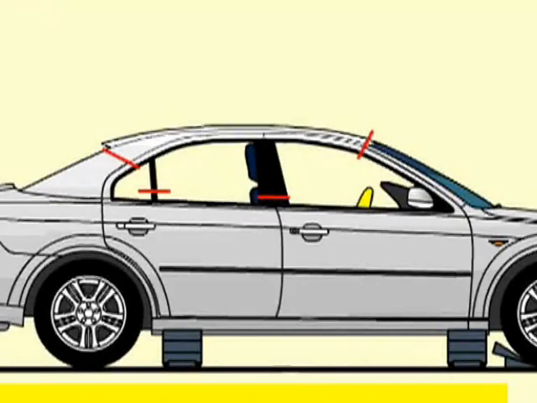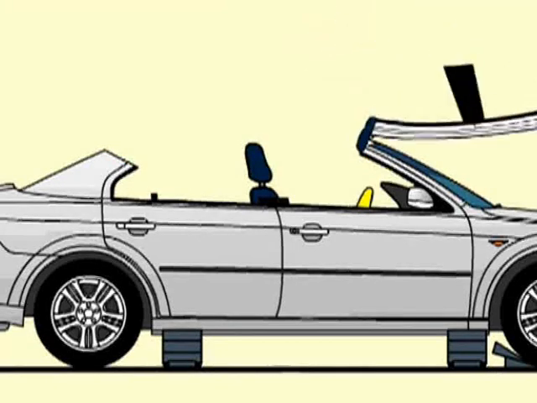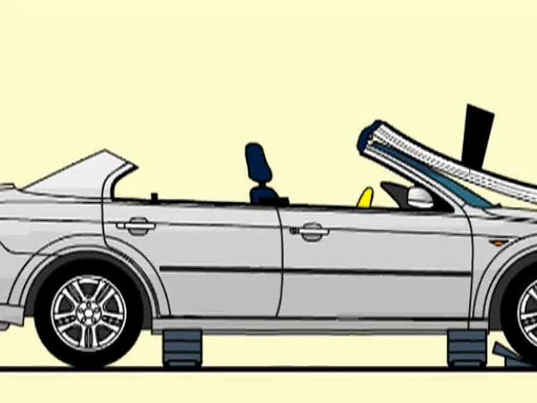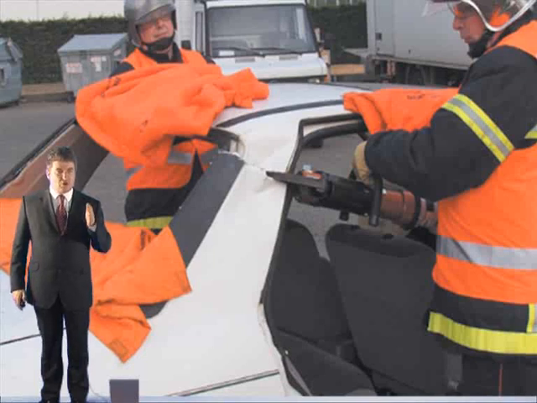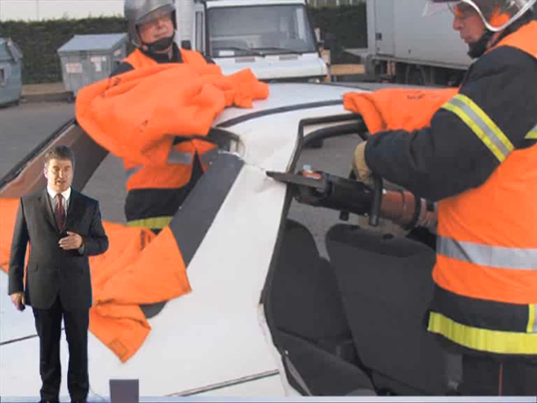The first one is the forward roof flap. This is where you want to pull the roof forward to gain entry to the passengers, as you can see here. The first thing you do is cut the B and the C pillars. Ensure this is done whilst others are supporting the roof.